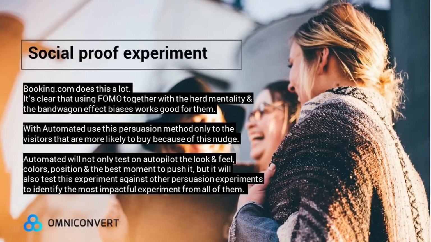Mainly we are being affected by our own herd mentality and the bandwagon effect when we are seeing that 6 people are looking at this right now, 60 people already booked at this hotel and stuff like that. So the social proof will be able to push this kind of nudges and notifications, like other 42 visitors are interested in this specific product.